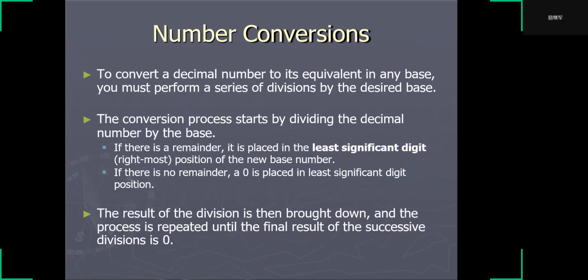Number conversions. To convert a decimal number to its equivalent in any base, you must perform a series of divisions by the designated base. The conversion process starts by dividing the decimal number by the base.